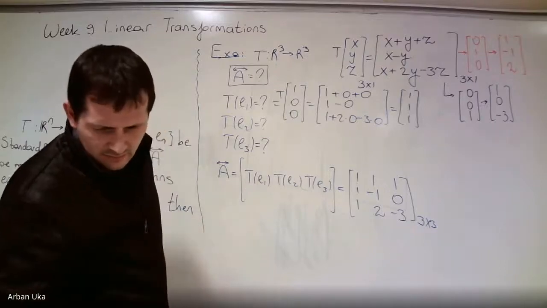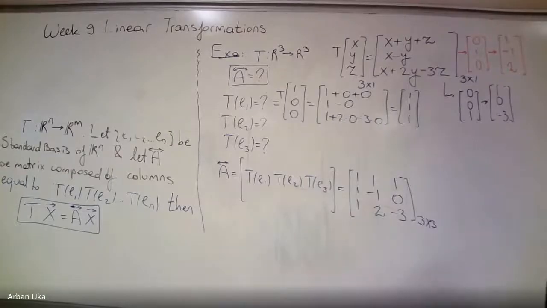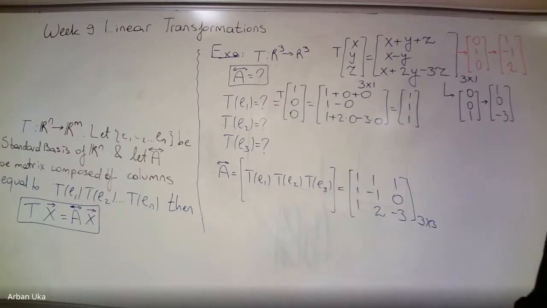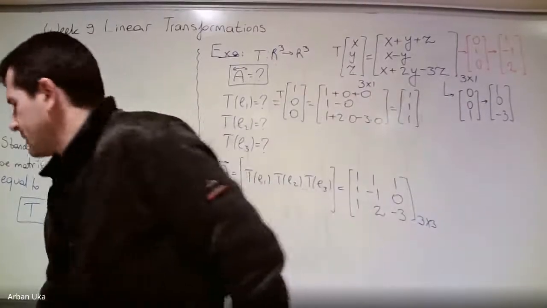I'm saying we know that T of (x, y, z) equals x plus y plus z, and that vector we have there. So if we could write the vector in vectorial form, x times (1, 1, 1) plus y times (1, minus 1, 2) plus z times (1, 0, minus 3), then the columns of A would be the columns of this vector form we found, right? That's true. Yes, we can do it.